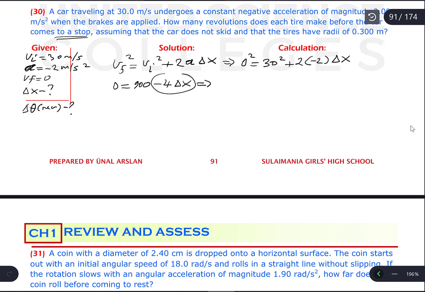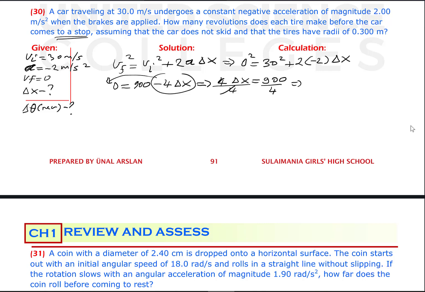So this negative, take it to the left side as positive. 4 delta x is going to be 900. Divide by 4. Divide by 4. You will get the result as 900 divided by 4, which is 225. So delta x is going to be 225 meters.